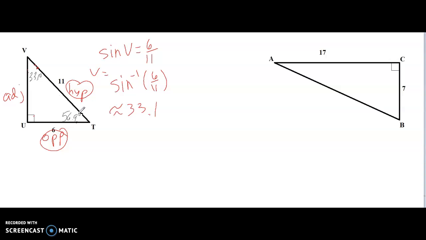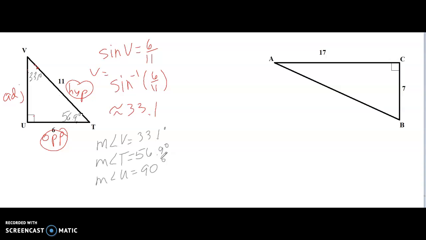If I were to relate this information, I would say the measure of angle V is 33.1 degrees. The measure of angle T is 56.9 degrees. Now obviously angle U would be 90 degrees. So I used inverse sine or inverse cosine depending on which one it is: inverse sine for V and inverse cosine for T.